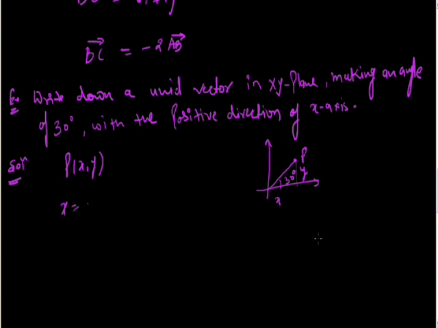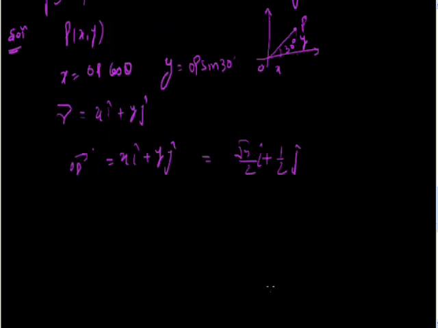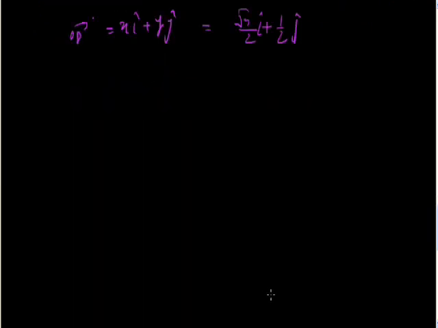Now this is the origin. By the components, we get x equals OP cos 30 and y equals OP sin 30 degrees. Now r is x i cap plus y j cap. So the OP vector equals x i cap plus y j cap. Now putting the values of x and y, we get root 3 by 2 i cap plus 1 by 2 j cap, which is the required unit vector.